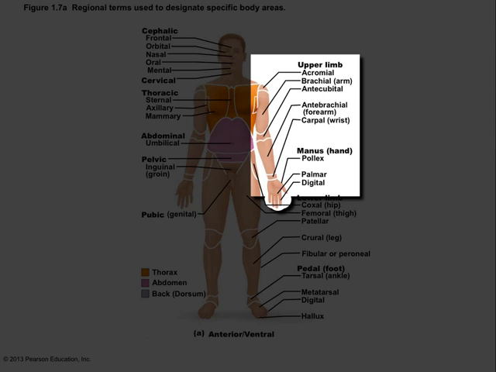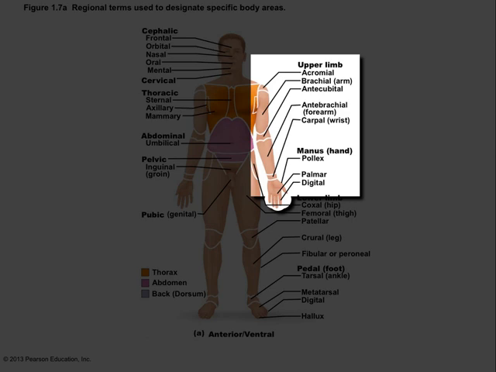The inside bend of the elbow is the antecubital area, and your forearm from your elbow to your wrist is your antebrachial area, or your forearm. So your arm is actually from your shoulder to your elbow, and your forearm is from your elbow to your wrist. Speaking of the wrist, that area is known as the carpal area. The entire hand is known as the manus, and the manus contains several distinct regions.